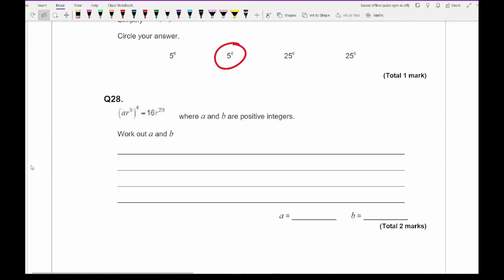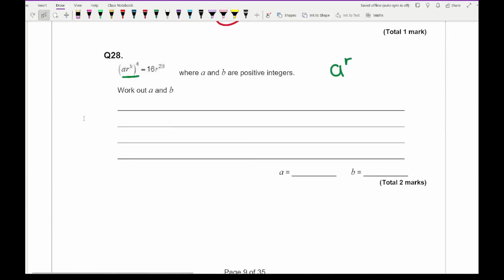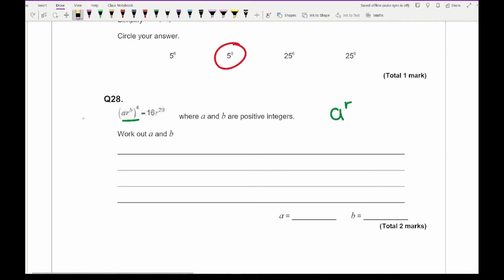Then looking at question 28, here we're comparing coefficients. So what you need to look at is when I expand this out, so let me write this out again, in case it's difficult for you to see, which I've already written wrong, so let me correct that. It should be A or B to the power of 4. Well, that's going to be A to the power of 4 or to the 4B, because again, I multiply the powers when they've got brackets.